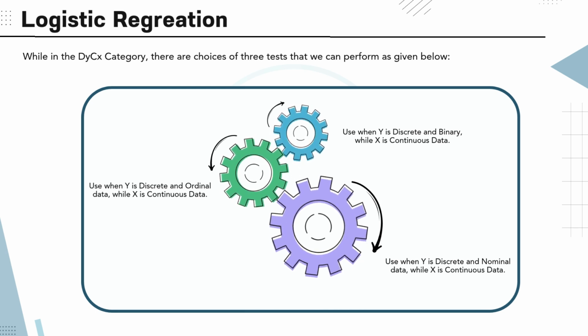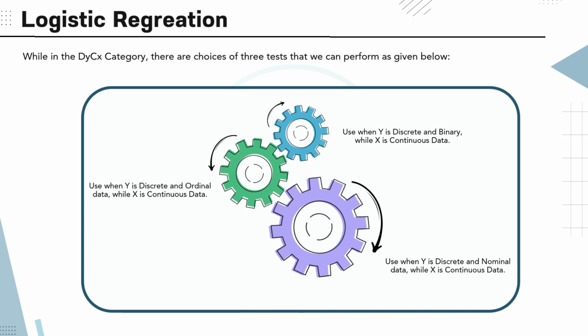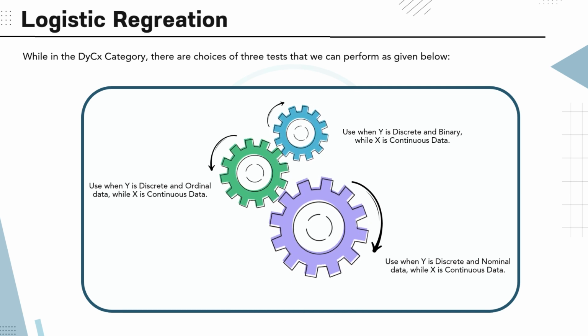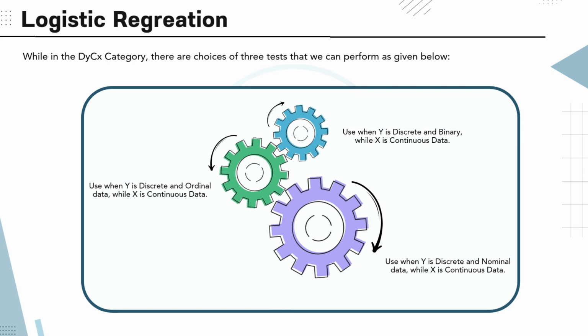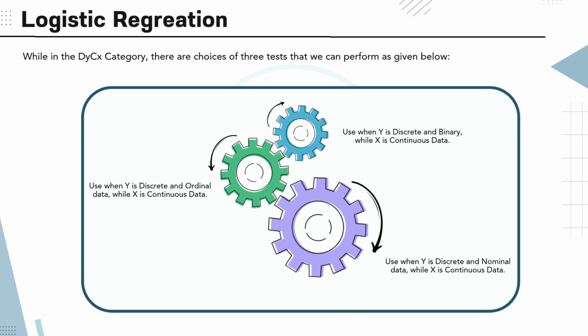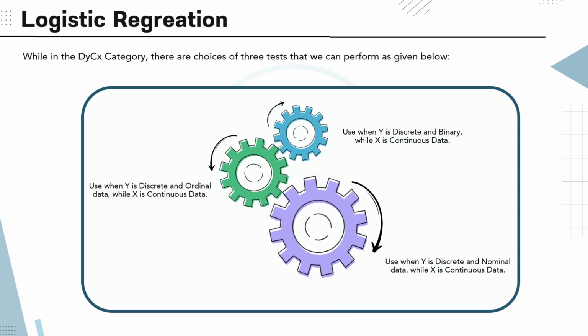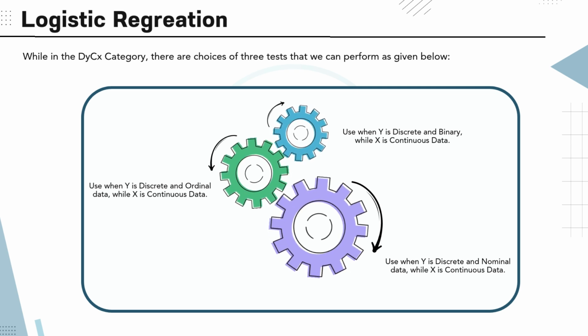Ordinal logistic regression, OLR. Finally, we use ordinal logistic regression when the categories of y have a meaningful order, such as customer satisfaction ratings, low, medium, high, or service quality levels. Here too, x is continuous. This model respects the natural ordering of y, while estimating the influence of x.